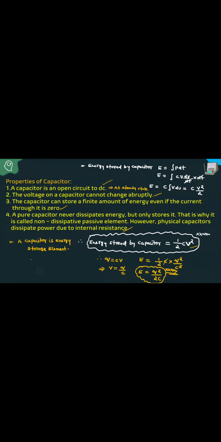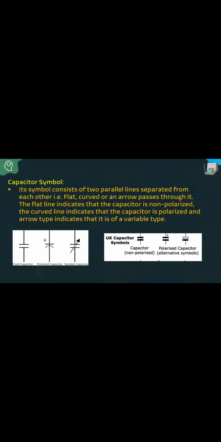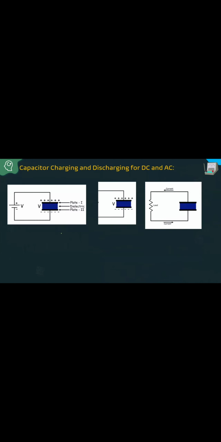Now, what are the practical examples of a capacitor? I will give that later. Before that, you will see the capacitor charging and discharging for DC and AC. Students, I told you already, even in the inductance explanation. For example, when I give a plus minus DC supply, this is positive polarity, this is negative.